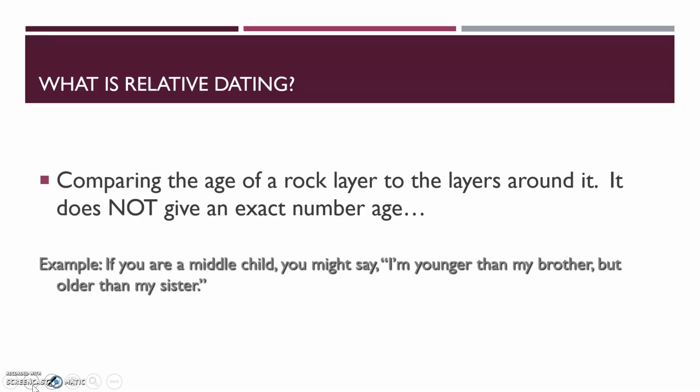Well, it's comparing the age of a rock layer to the layers around it. It does not give an exact number. So it will not say this rock is from a specific date. No, it's going to tell you this rock is older than that rock. Kind of an example, if you are a middle child, you might say, I'm younger than my brother, but older than my sister. The rock in the middle is younger than this rock, but older than that rock. That's what we're talking about here.